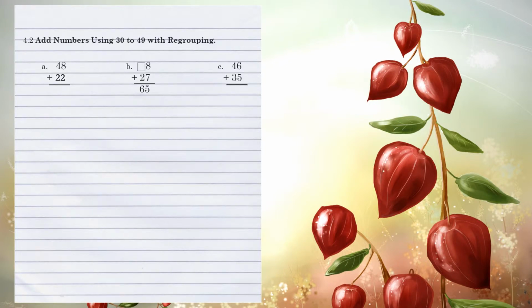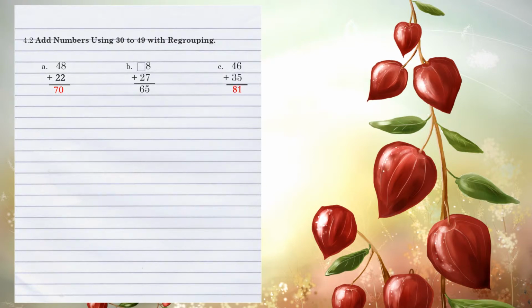Unit 4.2, add numbers using 30 to 49 with regrouping. Let's look at example A. In our ones column we have 8 plus 2, that's 10, so we're going to write down the 0, carry the 1. In our tens column we have 1 plus 4, which is 5, 5 plus 2, which is 7, for an answer of 70.